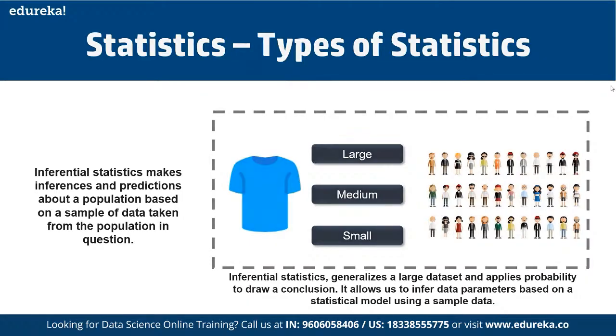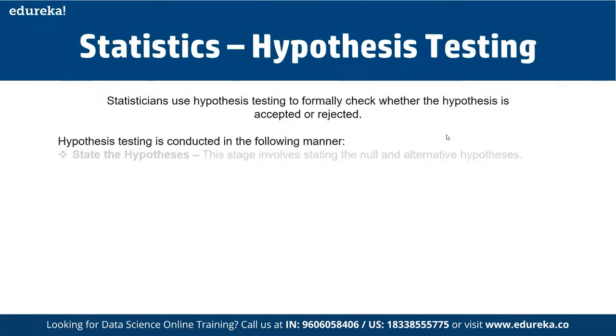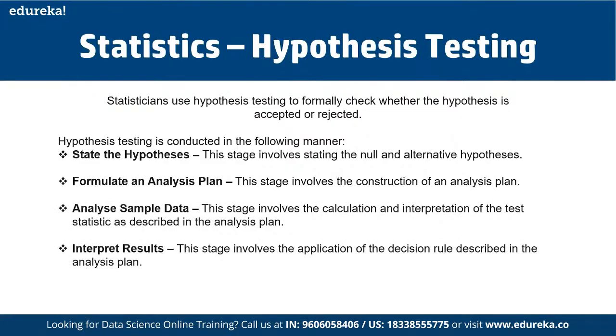If we talk about hypothesis testing, the first thing that pops into the mind is, what exactly is a hypothesis? We can refer to it in simple layman's terms as an assumption. Hypothesis testing includes the statement of the hypothesis as well, where we discuss the stages involved: stating the null and alternative hypothesis. Then we focus on formulating an analysis plan, which involves the construction of an analysis plan.